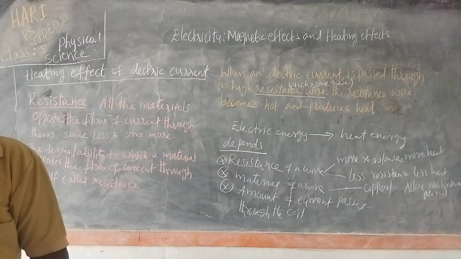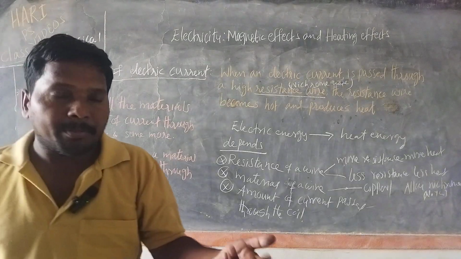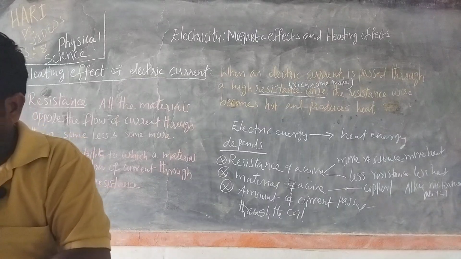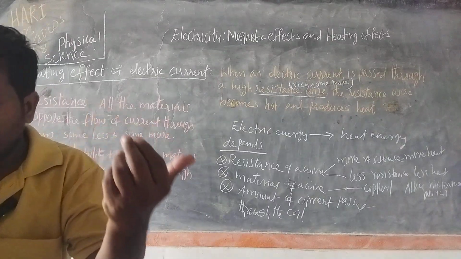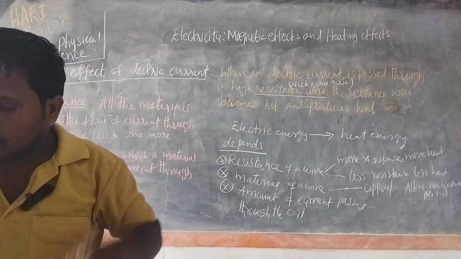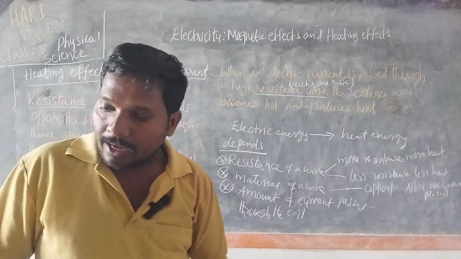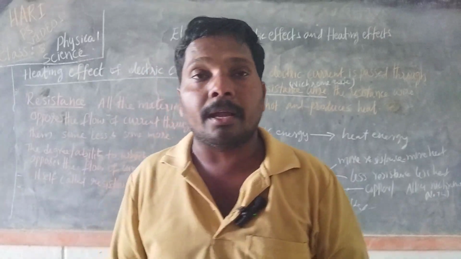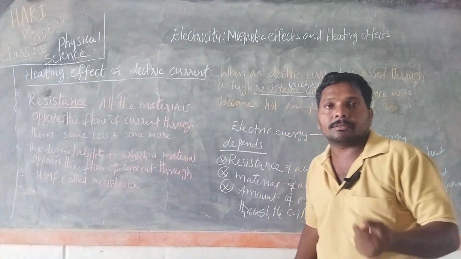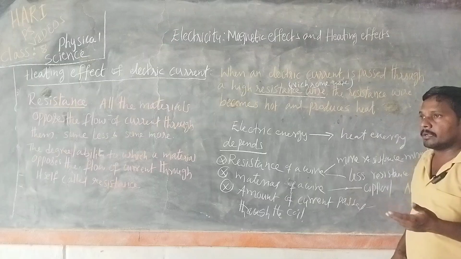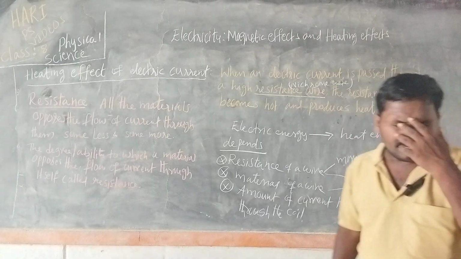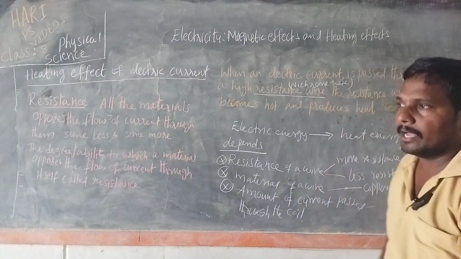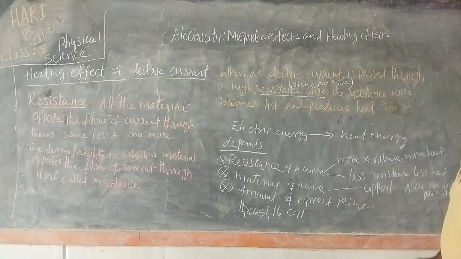For example, when a normal amount of current passes through the copper wire in household electric wiring, the wires do not become much hotter. But if a large current flows accidentally, the wire becomes extremely hot, may cause a short circuit, and can cause electric fire accidents. So this is about the heating effect of electric current.